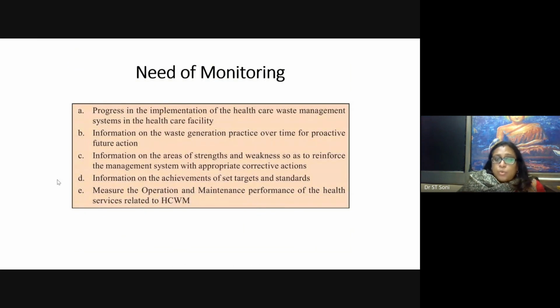So now we come to what the needs for monitoring are. Definitely, implementation of this can be done only by monitoring.